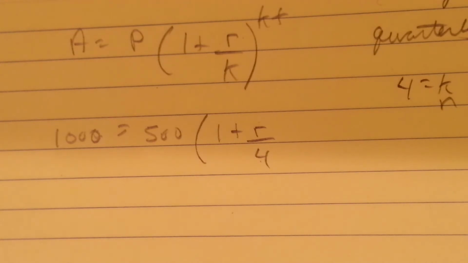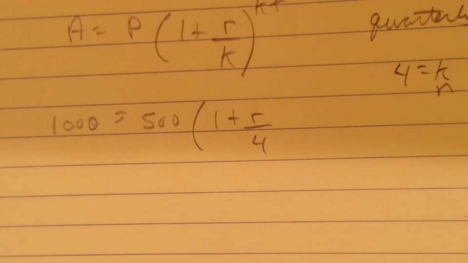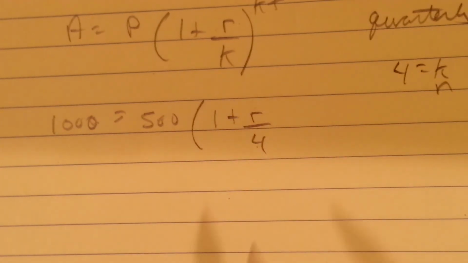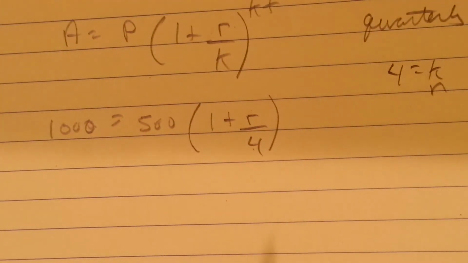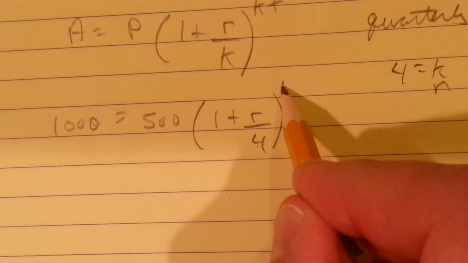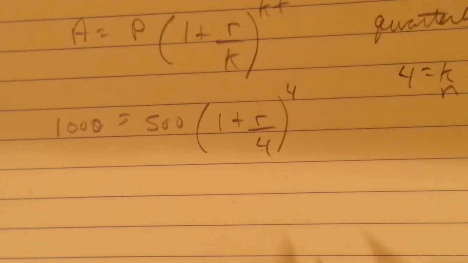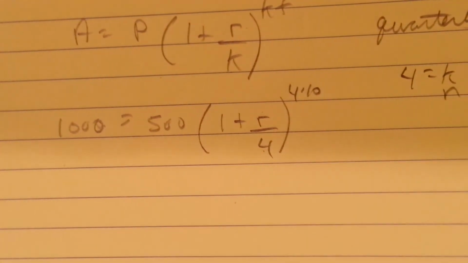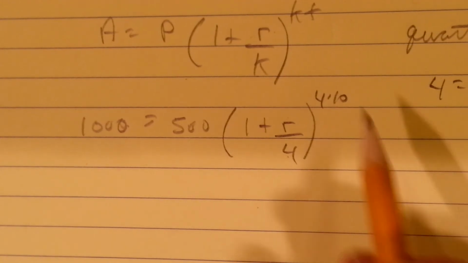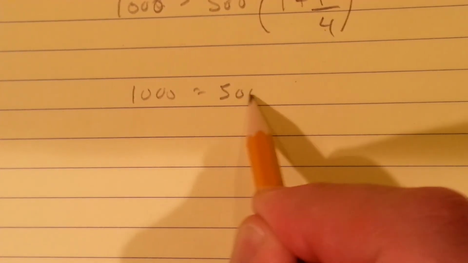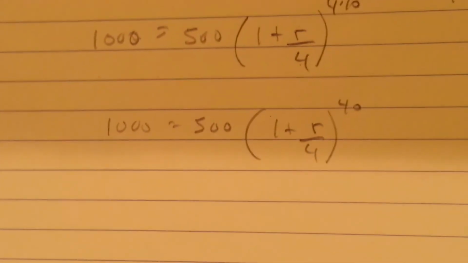And the net result will be near that original rate. Okay? All right, 2, and we're going to raise that to 4, and we said 10 years. So 4 times 10, that's 40, okay? So here I've got 1,000 equals 500 times 1 plus your rate over 4 to the 40th power. Okay, so that's what we're trying to figure out.